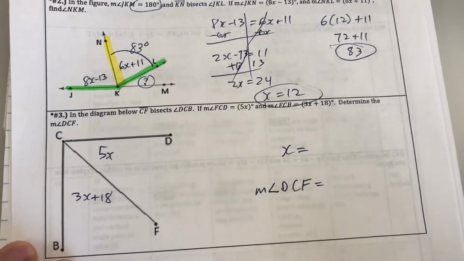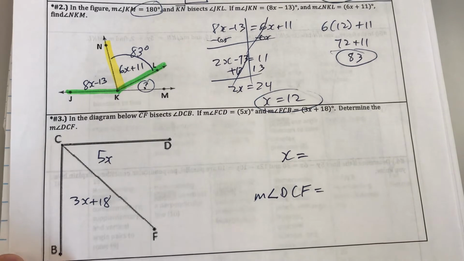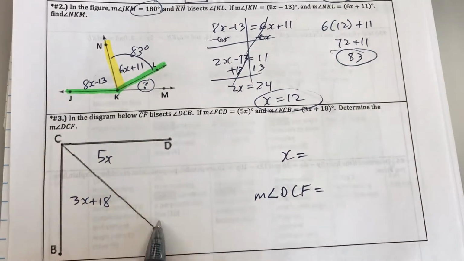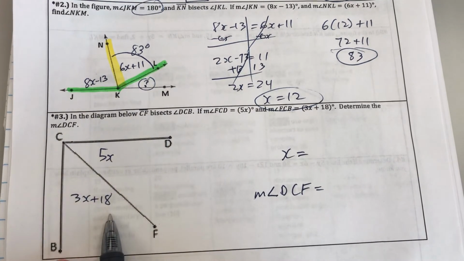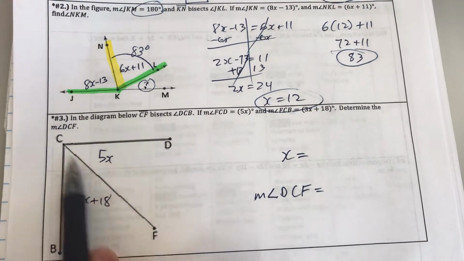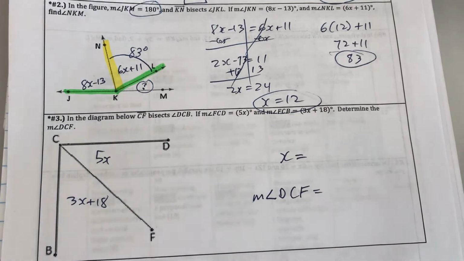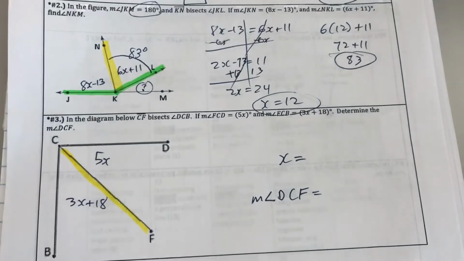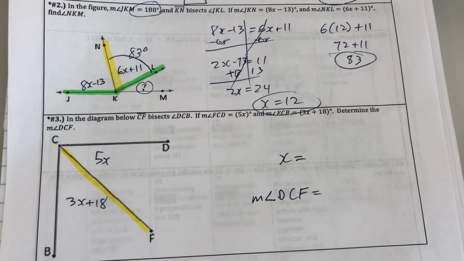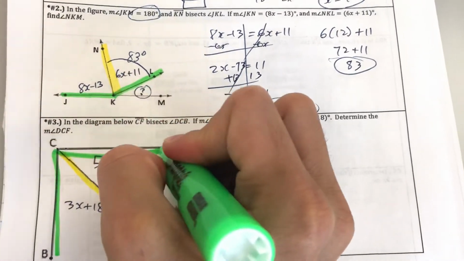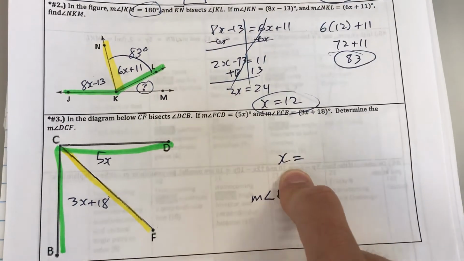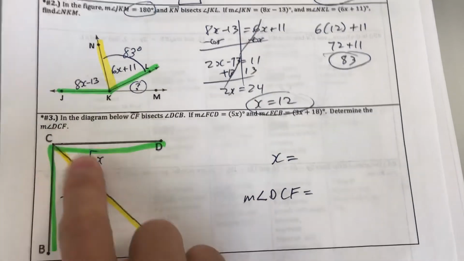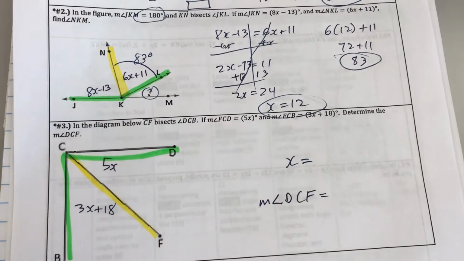Finally, this last piece right here, I'm not gonna even show you the setup. It's so straightforward. FCD is 5x, and then FCB is 3x plus 18. Because CF is the angle bisector of this, you should be able to set this up, right? Because it's as straightforward as you can get. And then from there, once you solve for x, you're gonna solve for DCF, which means you plug in x and you multiply by 5.